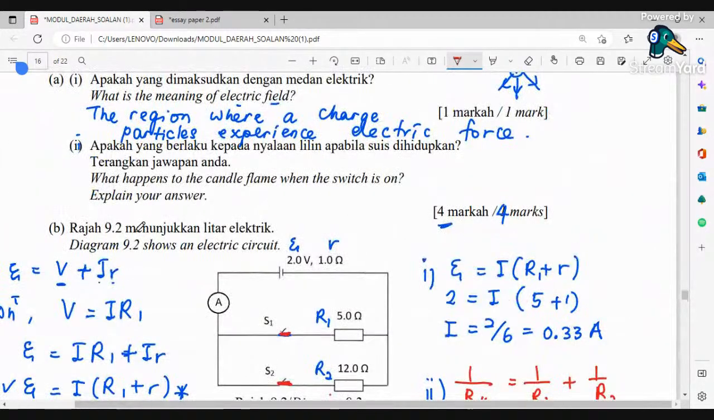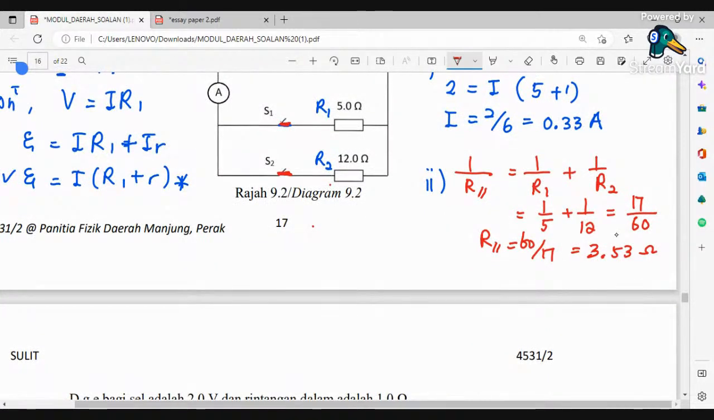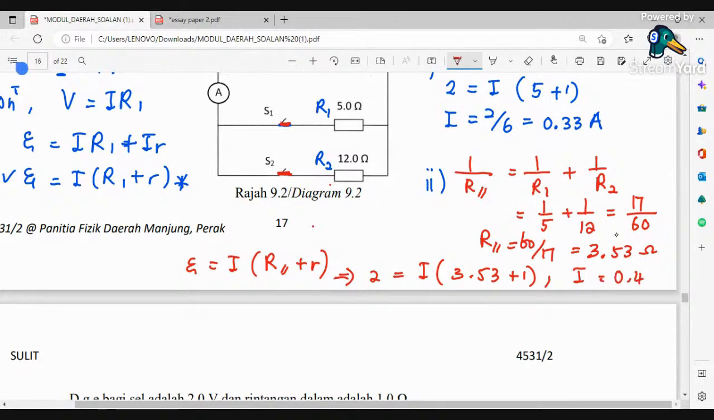Now I want to calculate the reading of the ammeter, so I will use the same formula. EMF equals I(R parallel, the effective resistance, plus r). Actually the same method. Total EMF still 2 equals I(3.53 plus 1). So you calculate this one, you should get I equals 0.44 ampere. You can see when you add one more resistor in parallel, the effective resistance of the circuit decreases and the current increases. So I equals 0.44 ampere.